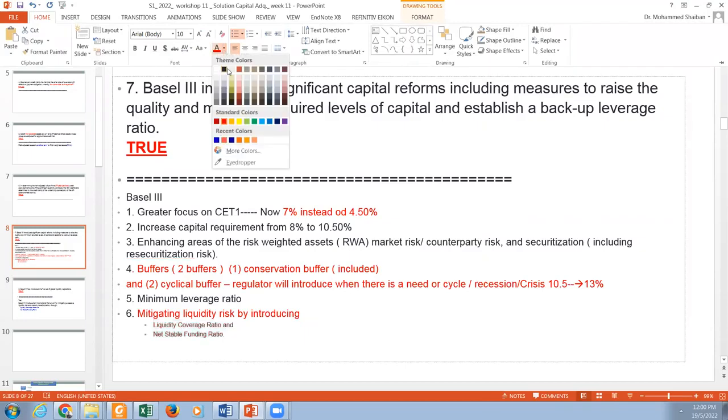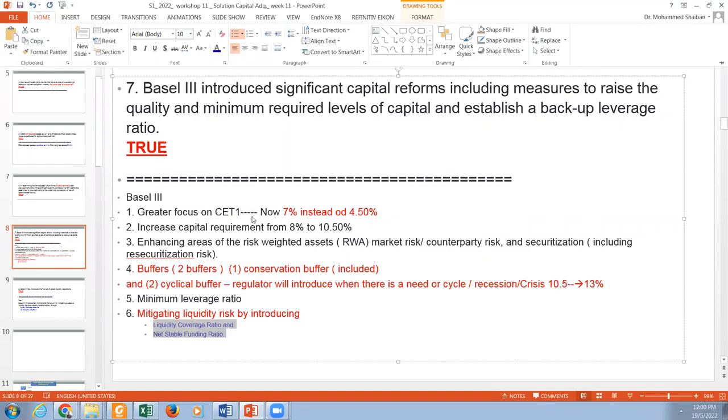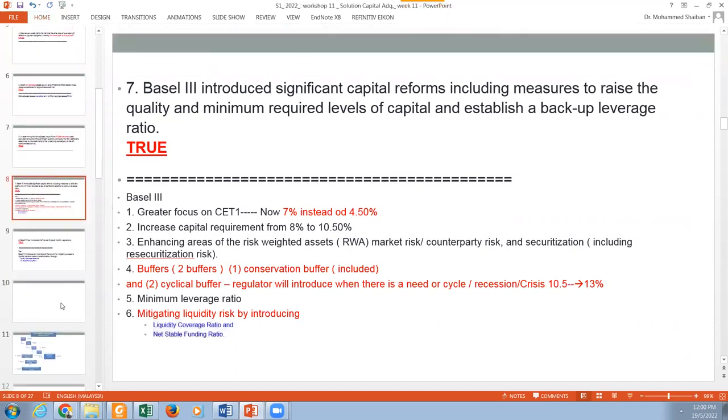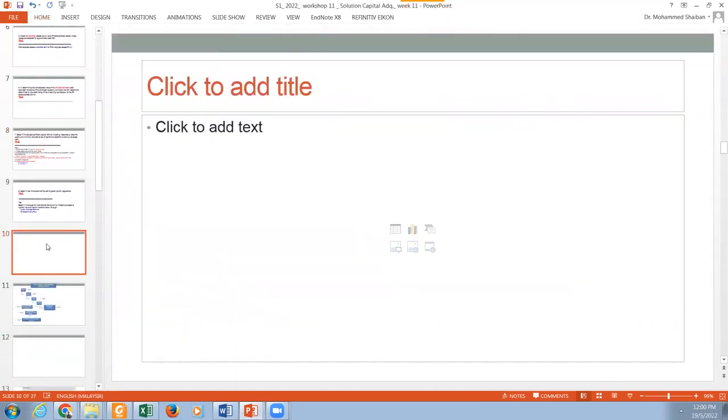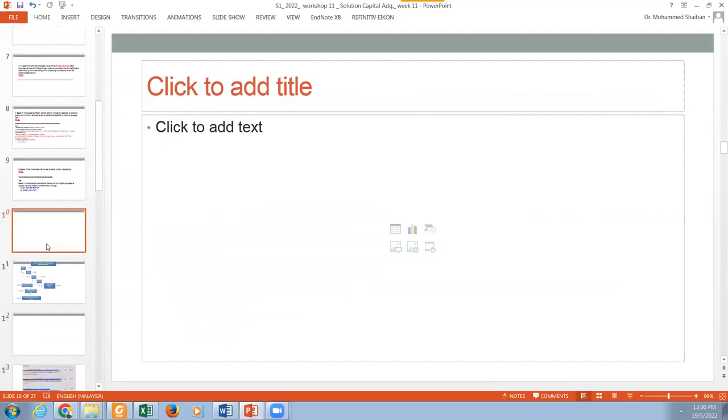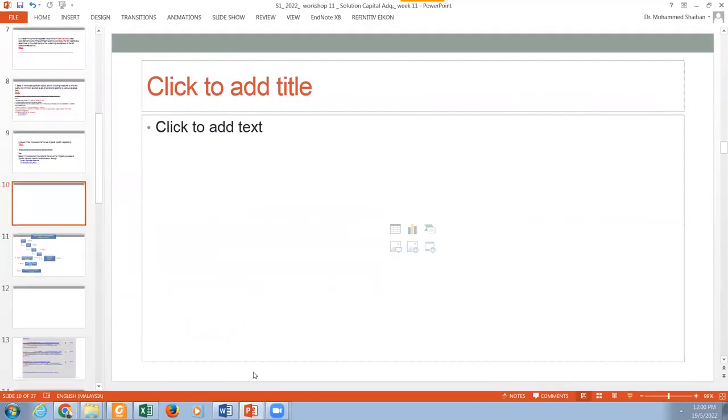We didn't discuss it. We didn't cover it. But please understand that in addition to all these things, they provide those liquidity issues. So we are done with this. And now we are ready to go in this 1 hour, ready to go over the case.